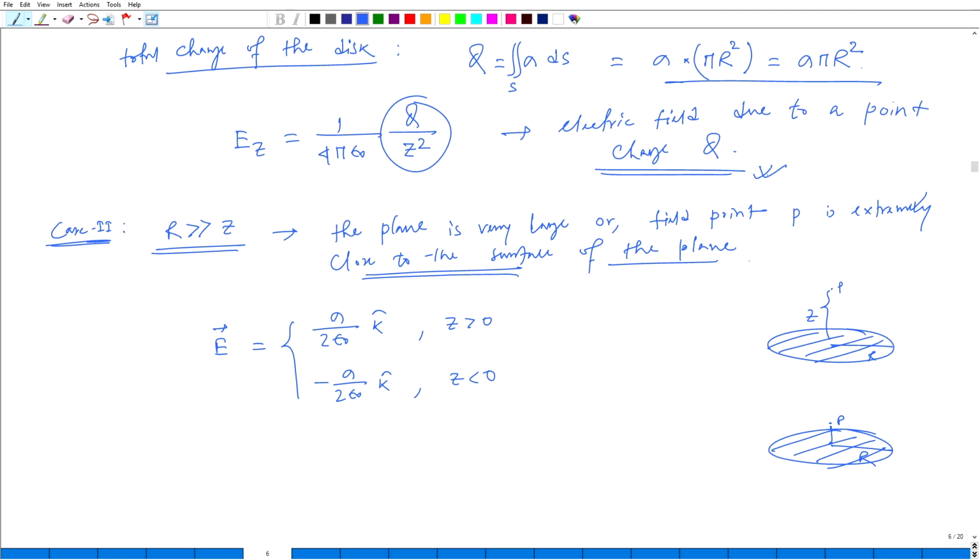So, in this limit if you plot this, the electric field is constant, it does not depend on the distance when the distance is very close to the disc. For z greater than 0 it is constant, plus sigma over 2 epsilon naught, and for z less than 0 it gives minus sigma over 2 epsilon naught. There is a discontinuity, again a finite discontinuity.